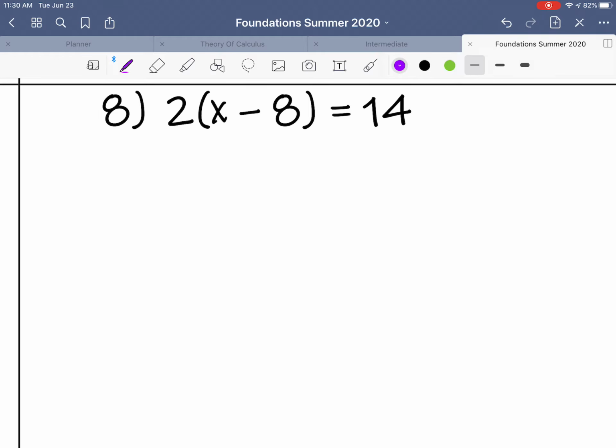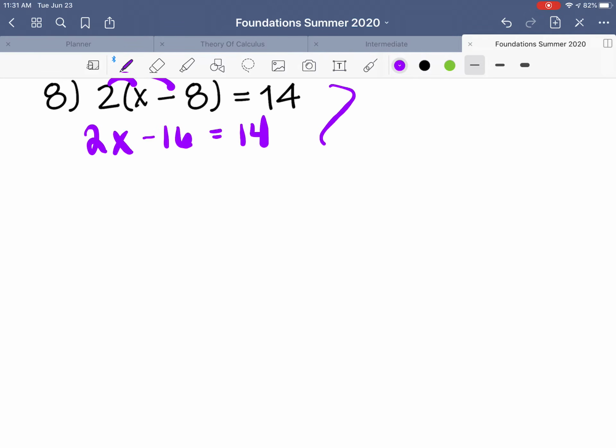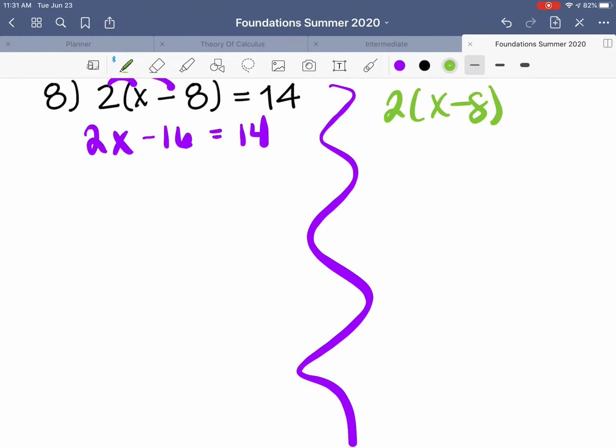All right, we have this 2 out front. There's 2 ways we can solve this problem. One way is to go ahead and distribute and then solve. Another way is to get rid of the 2 at the beginning and solve.